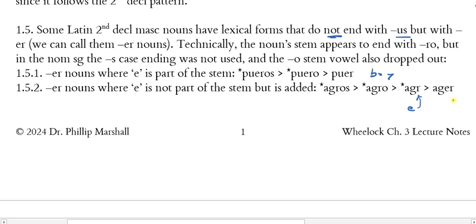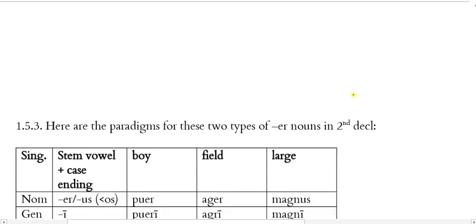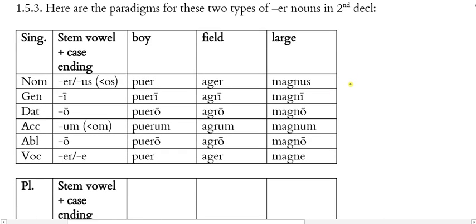Now, what's interesting about this is that when the e is added to break up the consonant cluster, it gets dropped later when we add case endings, whereas with puer, the e is actually part of the stem, and that's why it's retained throughout the forms. All right, so let's take a real quick look at the forms of puer and ager in the case system.